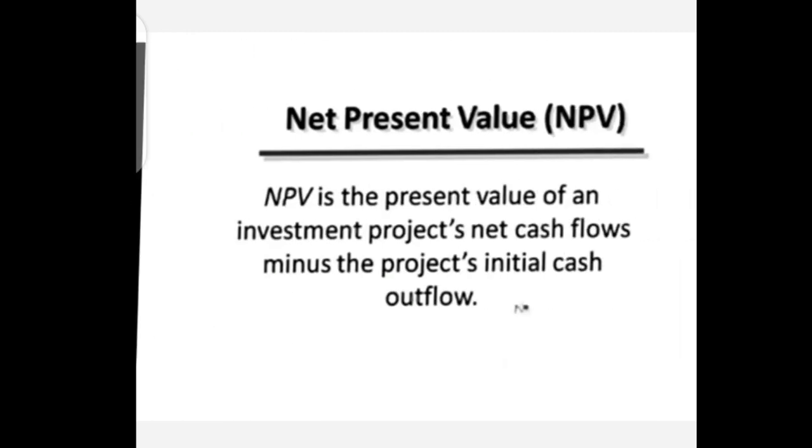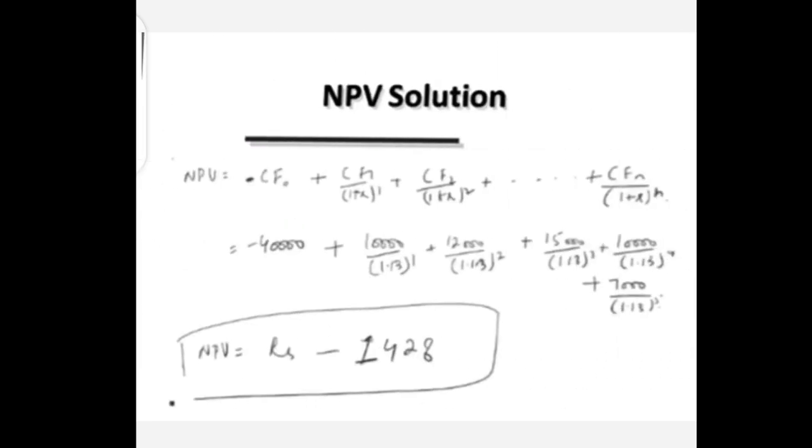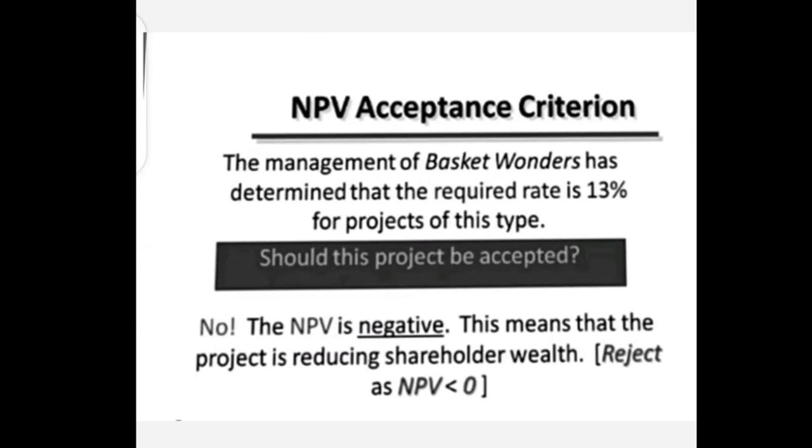Now we are moving forward to another valuation criterion for the project, NPV. NPV is found using cash inflows minus cash outflows. Inflows are the cash flows that we will be getting in the years, and outflows are the investment that we will be making. NPV is the present value of an investment project's net cash flows minus the project's initial cash outflow. So how can we find it? Remember, the cash flow is minus 14,000. We are making the 40,000 investment, and we are discounting it and finding the negative cash flows. As NPV is less than 0, we will not go for this project.